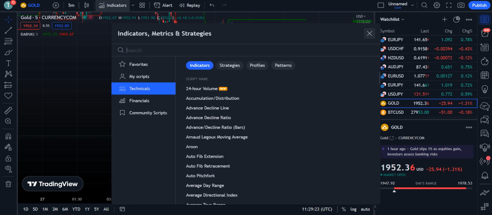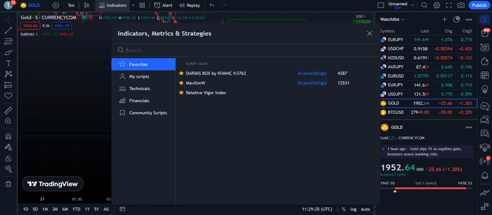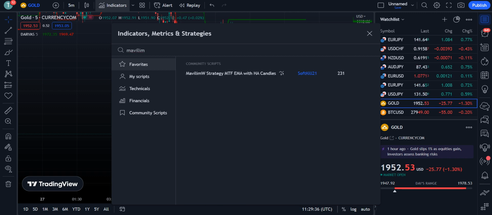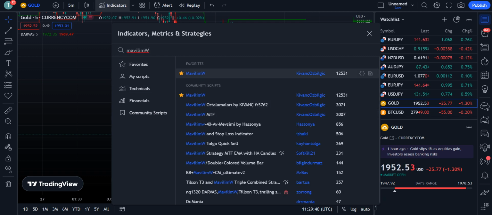The second indicator that you are going to have here is the Mavelim W. This is again by Kivan Osbeljac. 12,531 traders are using this indicator. You have to click on this indicator as well. This is basically a Fibonacci moving average.